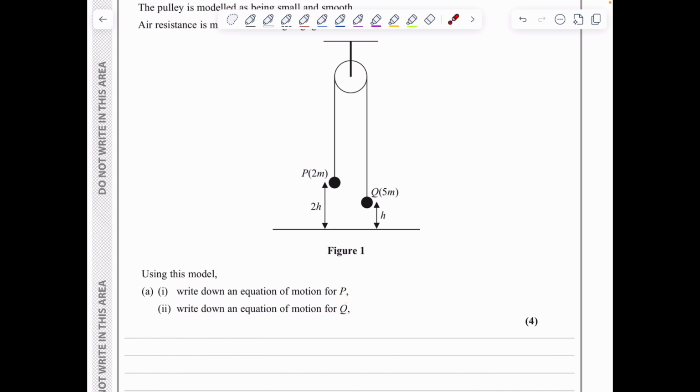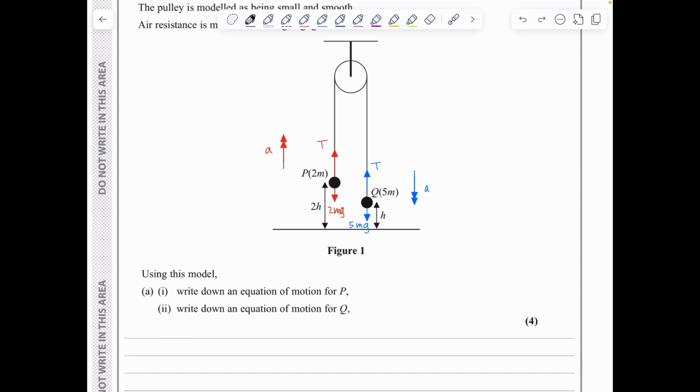So the first thing to do is go to the diagram and add all the forces acting. We will start with the weights. So for P it's 2mg and for Q it's 5mg. We've got the tension pointing upwards for both P and Q, and since P is the lighter of the two, it will be accelerating upwards as shown here, and Q will go down, so it's accelerating downwards. So the two accelerations have the same magnitude, and therefore we can proceed. We will consider P here.